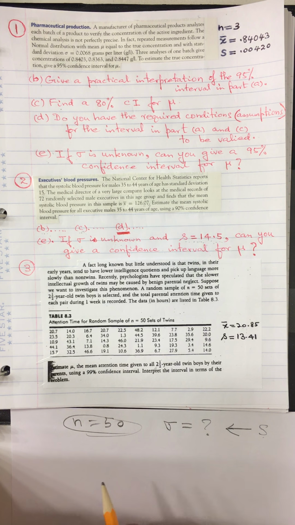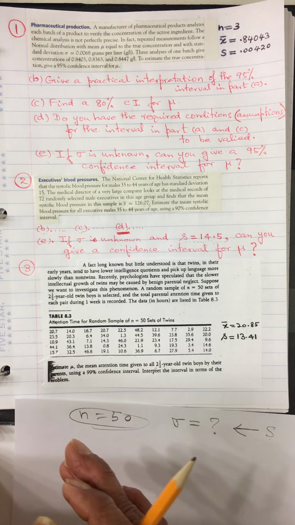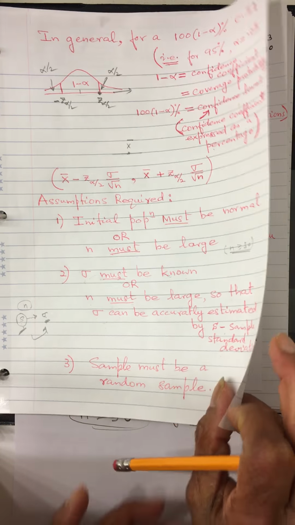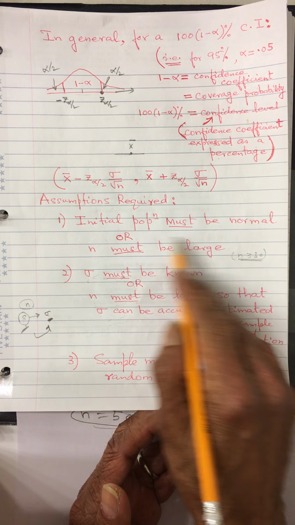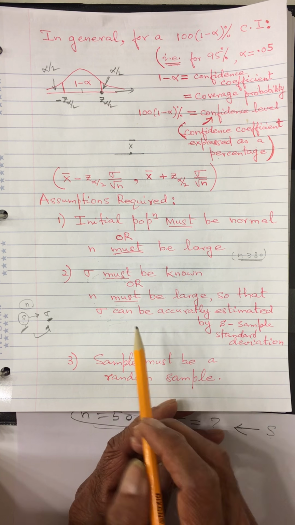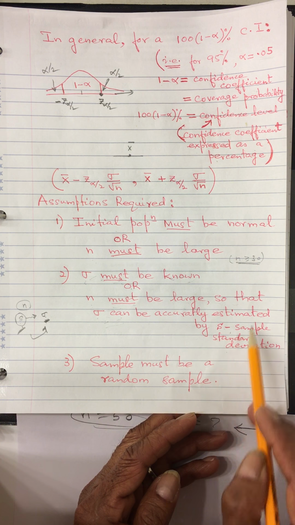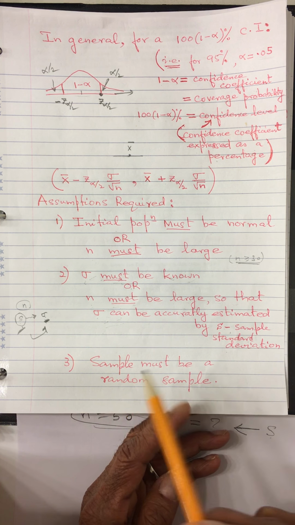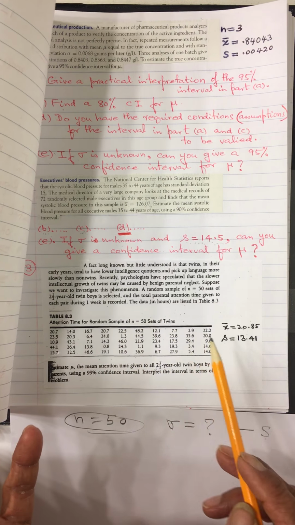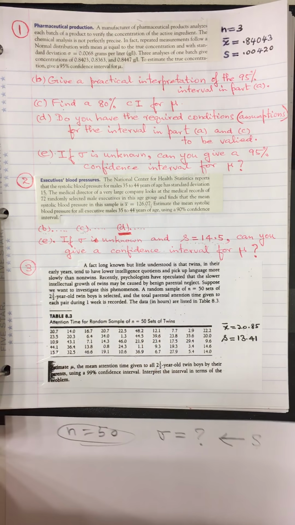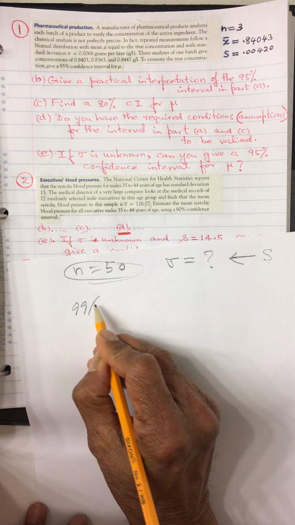So with 99%, let me look at the assumptions now. The assumptions are correct, right? The initial population is not given, but even though that is not given, n equals 50, so this part is all right. And sigma is not given, but n is 50 again, so that is okay too. I can replace sigma by S. Again, that is a random sample according to the question. So therefore, everything is good. So it's a matter of now figuring out the Z table value for 99%.